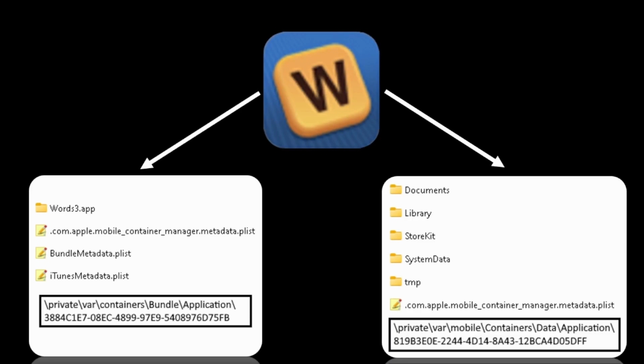So to find these folders, as you can see, each one has a different ID, and the bundle is located at private/var/containers/Bundle/Application/ and then the ID. The data folder is at private/var/mobile/Containers/Data/Application/ and then the ID. So a unique ID ties each application to its bundle folder and its data folder, and these are two different IDs.